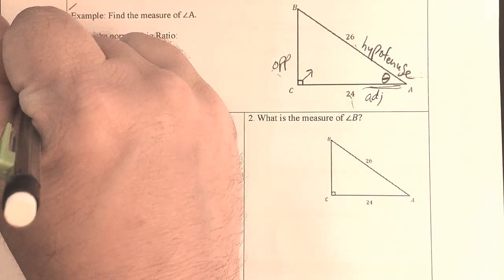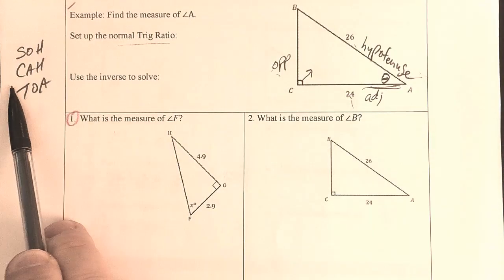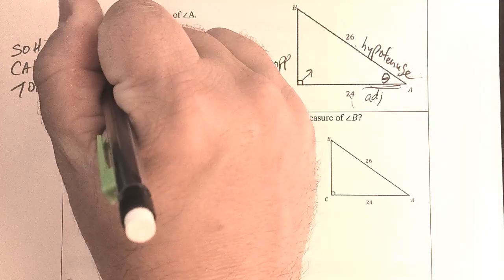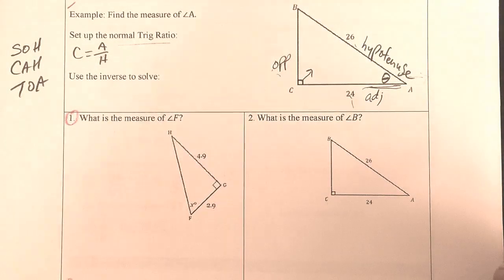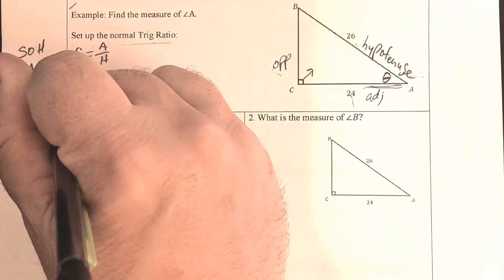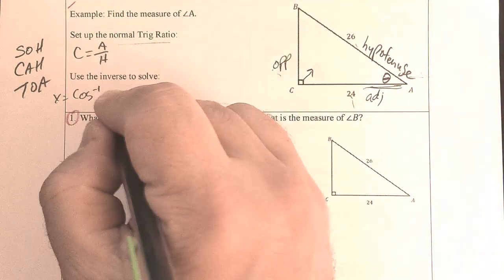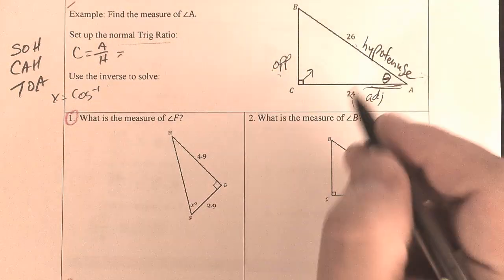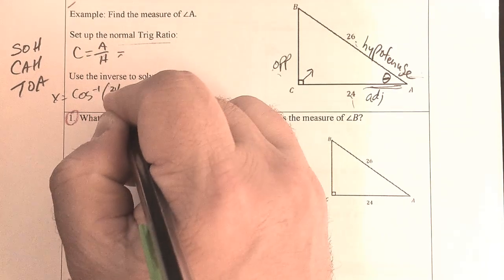If we use SOHCAHTOA, so an adjacent and a hypotenuse means we're going to use the inverse cosine. So cosine equals adjacent over hypotenuse. So we're going to say x equals the inverse cosine of whatever this is up here. So this would be adjacent over hypotenuse, so it's 24 divided by 26.